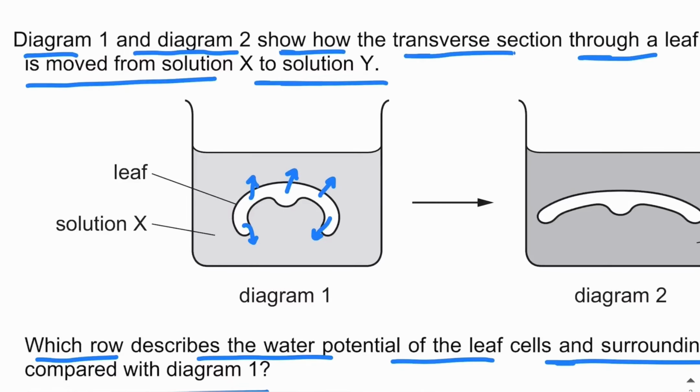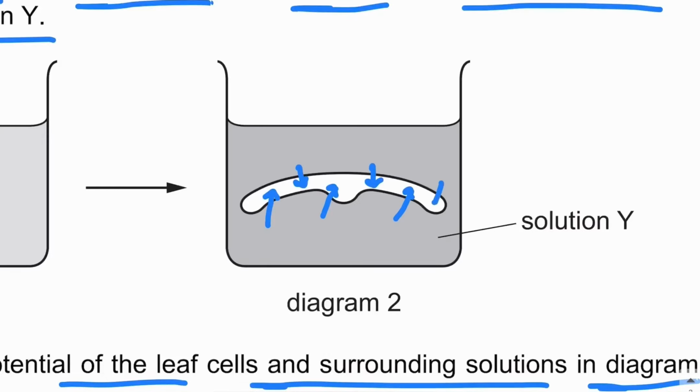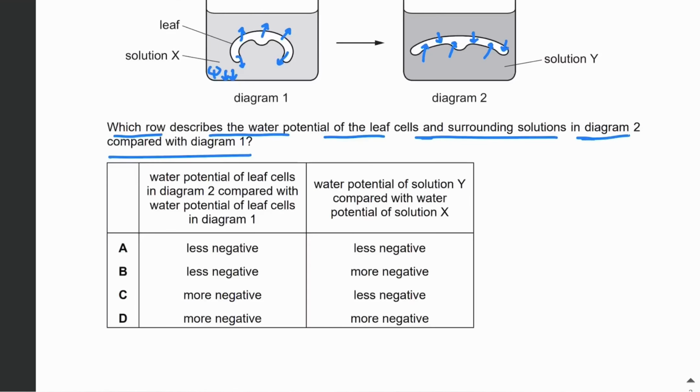Do you get this point? When the leaf is placed in solution X, the leaf lost water and the leaf turned flaccid, right? It means that solution X has a very low water potential, right? When the leaf was placed in solution Y, the leaf became turgid because the water entered the leaf cells by osmosis from the solution. So we need to compare the solution X and solution Y. We also have to compare the water potential of leaf cells.